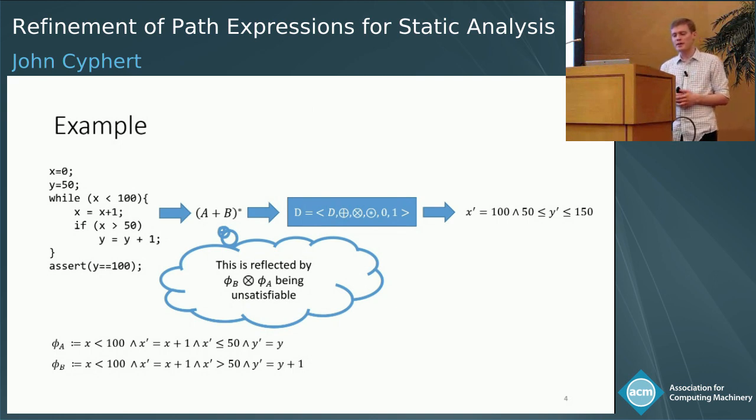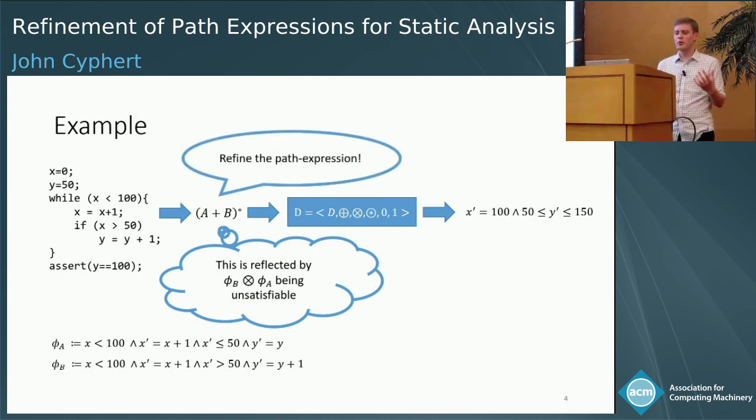So another way to think about this is that for the then branch to be taken in this original program, we need x to be bigger than 50, and x is increasing. Thus, if you take the then branch right now, the next iteration you'll have to continue to take the then branch. So essentially, we can refine this path expression and remove some of those infeasible paths.